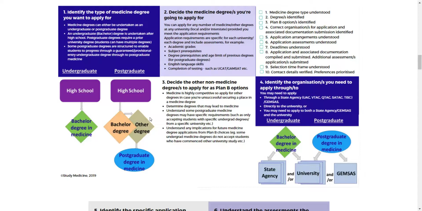Not all degrees, however, lead to medicine. So it's really important, if you're not successful in getting into an undergraduate medicine degree from high school, to make sure that the degree that you then do does actually lead to medicine. That also applies if you're thinking of doing a lateral transfer, because that may not be as simple and as straightforward as it might initially seem. So make sure you go through and understand how all of the degrees work and whether they do actually lead to medicine.